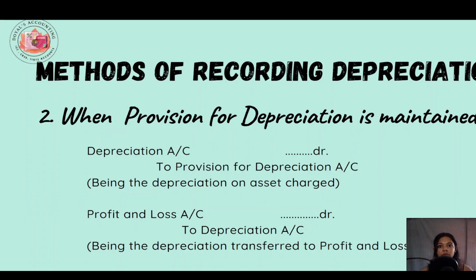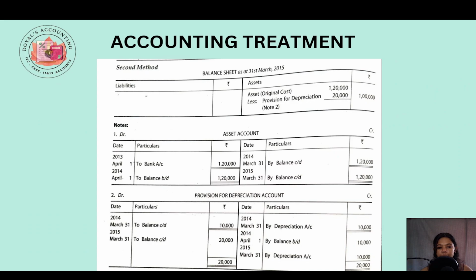Now how will this be shown in my final accounts? In my balance sheet, the original cost of my asset will be shown, and from there I will deduct the provision for depreciation. And in my asset account, like you can see, my asset account is maintained. There is no depreciation charged in my asset account. But in my provision for depreciation, which has a credit balance, like see, by balance brought down, it will have an opening credit balance. Depreciation will be charged.